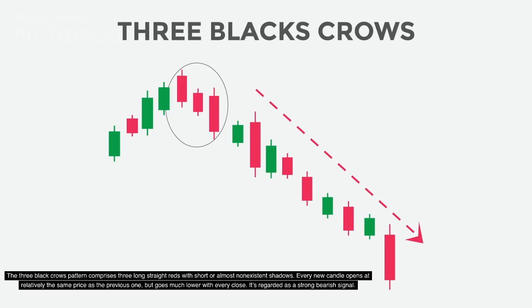The three black crows pattern comprises three long straight reds with short or almost non-existent shadows. Every new candle opens at relatively the same price as the previous one, but goes much lower with every close. It's regarded as a strong bearish signal.